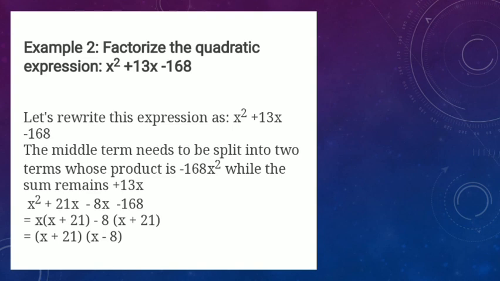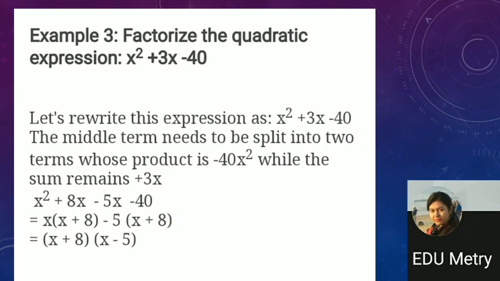Now the next question coming up, x² + 13x - 168. In a similar way, you have to break 13x in such a manner that the product becomes -x² into 168. We are doing it like 21 and -8. If we multiply them, we will get -168, and if we subtract 8 from 21, we will get the required middle term.